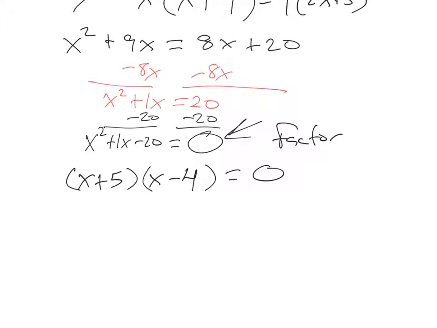Good. So one of these guys has to equal what? 0. So let's write that down. Perfect. x plus 5. One of these guys has to equal 0. So either that's going to equal 0 or what? x minus 4 equals 0. Right? So one of those two has to equal 0.